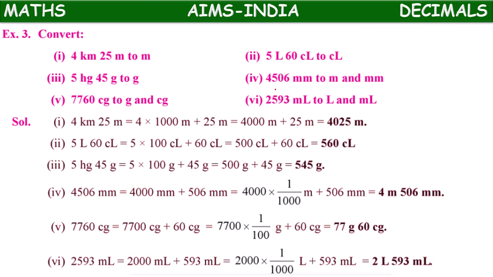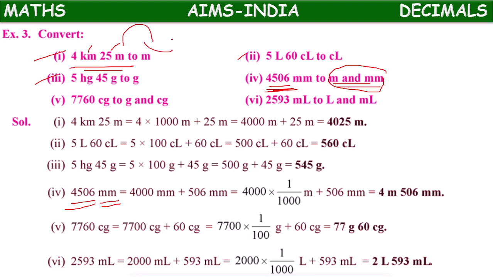Next. So 4506 millimeter to meter and millimeter. In the first three examples, the beginning value is a combination of two units. We changed it into a single unit. But here we have a single unit, and we have to change it into a combination of two units. We have 4506 millimeters. We have to change it into meter and millimeter.